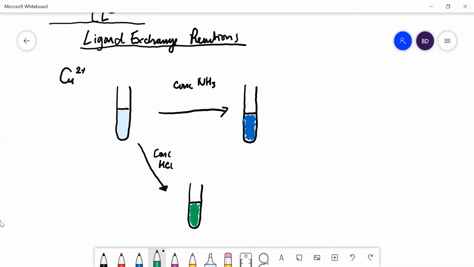You don't have to know every single color of every single transition metal ion and every single ligand exchange reaction, but there's a few good illustrative examples like this one. It's a very good idea to know them. Right, let's just see what's happening there.